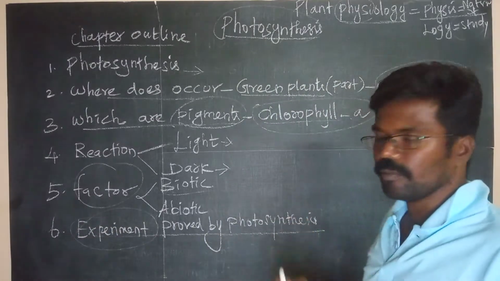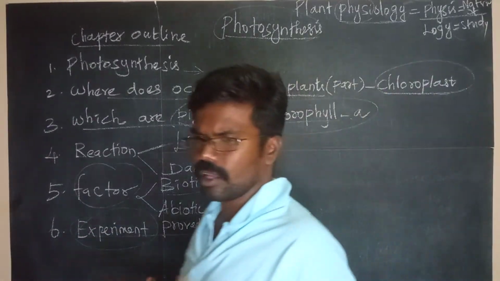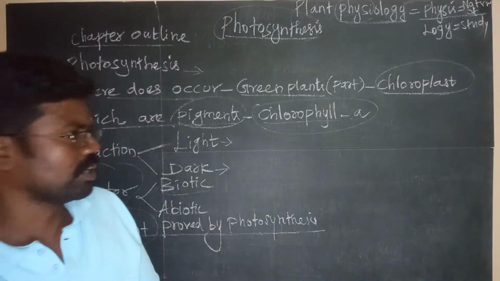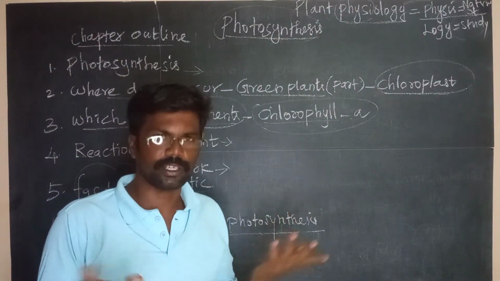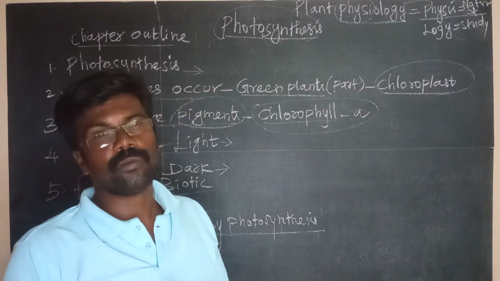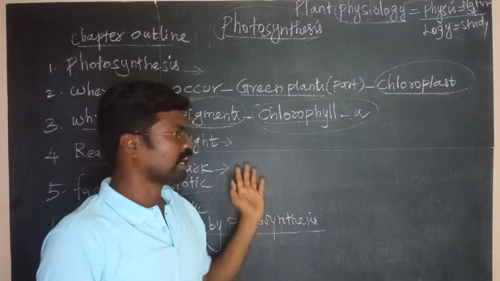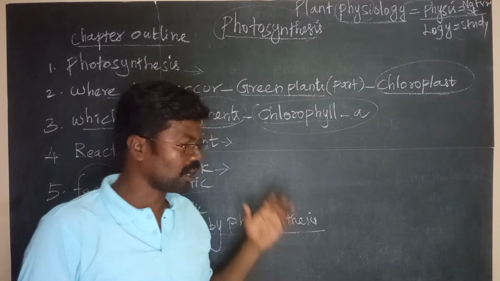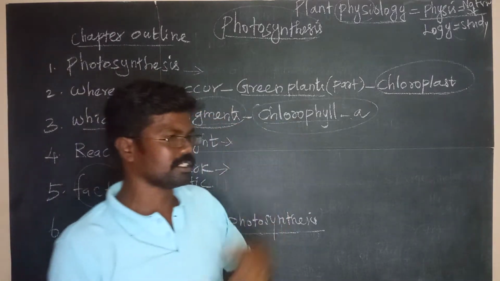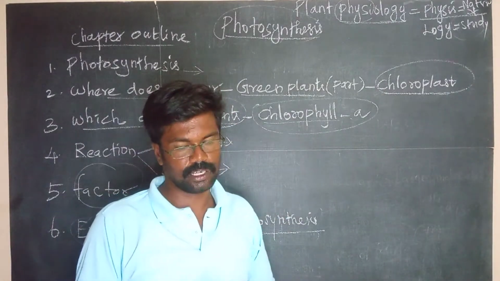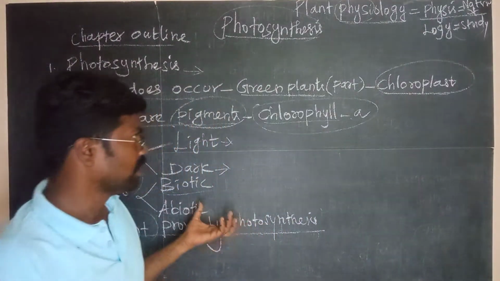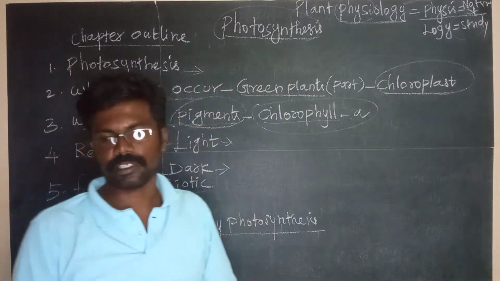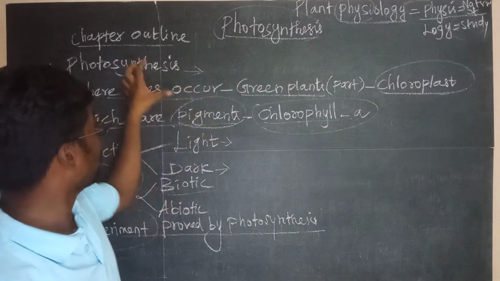Finally, how is photosynthesis proved? There are many experiments. They are the testing funnel experiment, oxygen released by photosynthesis, the rate of photosynthesis with filament bubbler, and carbohydrate synthesis by the light screen method. Different types of experiments can prove photosynthesis. Now we will discuss one by one.